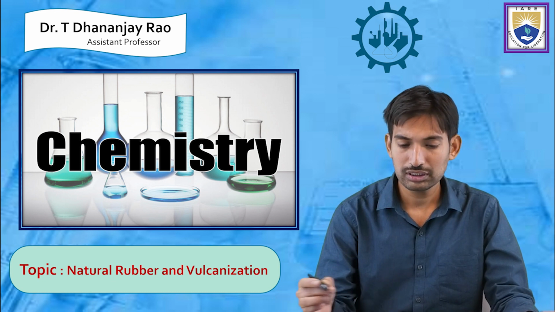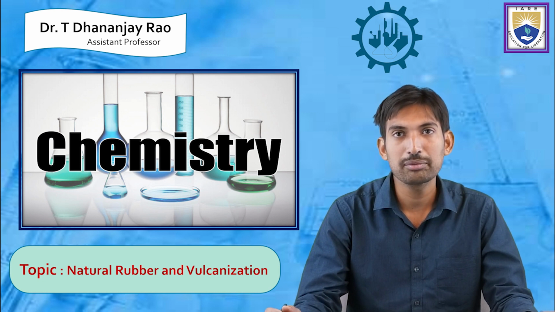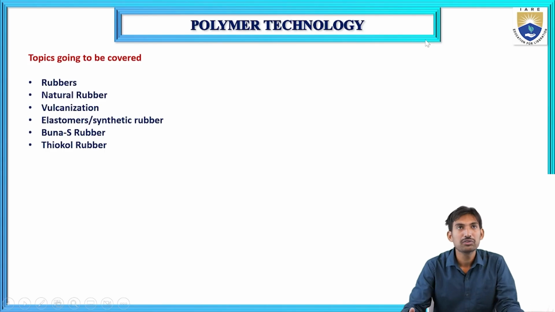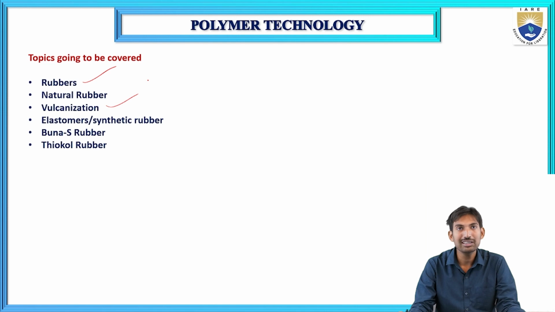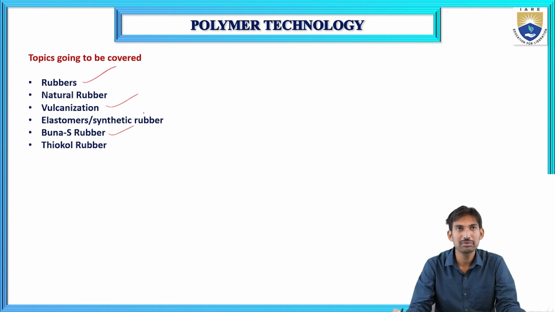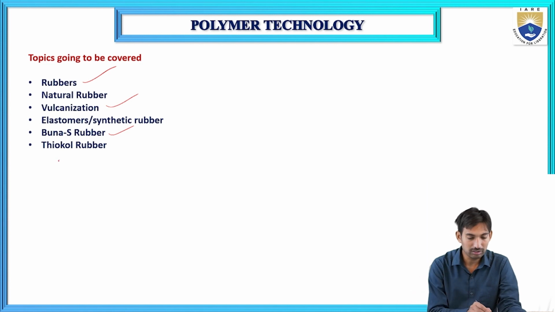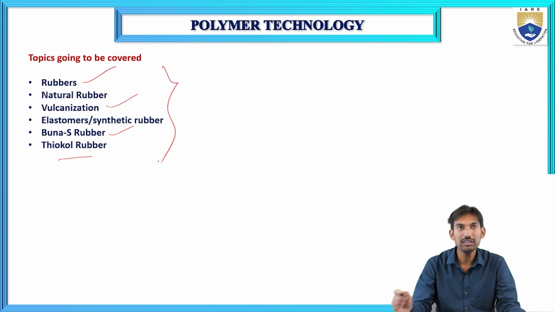Today I am going to teach natural rubber and vulcanization. In this I am going to cover what rubbers are, what natural rubber is, and the vulcanization process, and elastomers, which are synthetic rubbers, and Buna rubber synthesis and its properties and applications, and thiokol rubber, its synthesis, properties and applications. In this topic I am going to cover these.